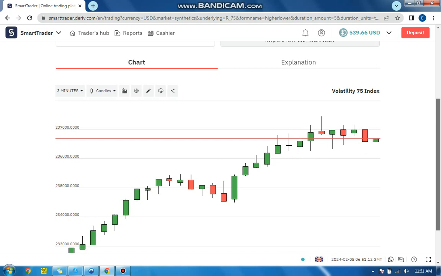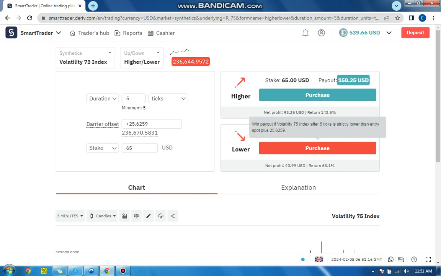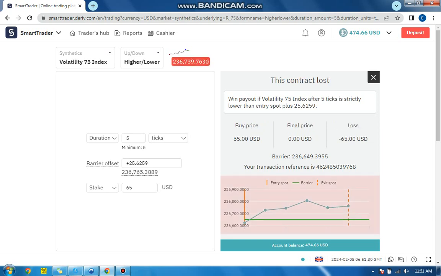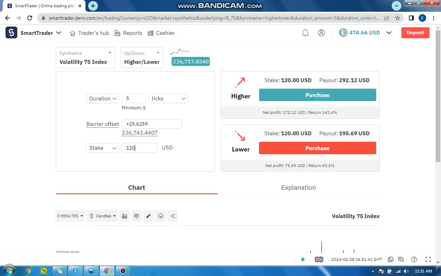Okay, as you can see, it is showing us the green candle. Okay, it just went down and we're gonna take the trade. First one is up, second one is up, third one is up, fourth one is down. It's okay, we have lost the trade. So we have just lost 65 bucks. So how we're gonna recover it? We are gonna double it with $120, on which we are getting $75.